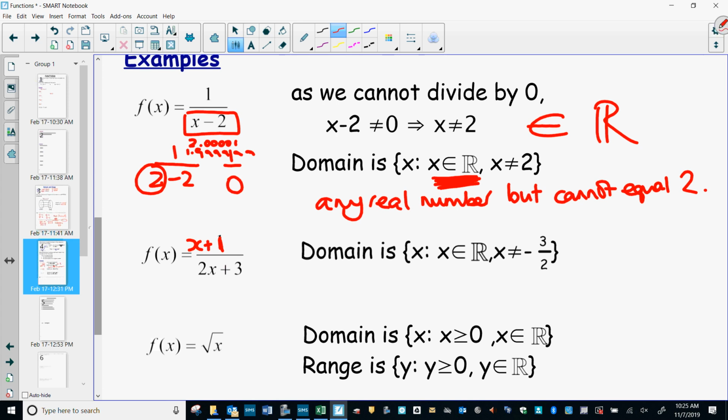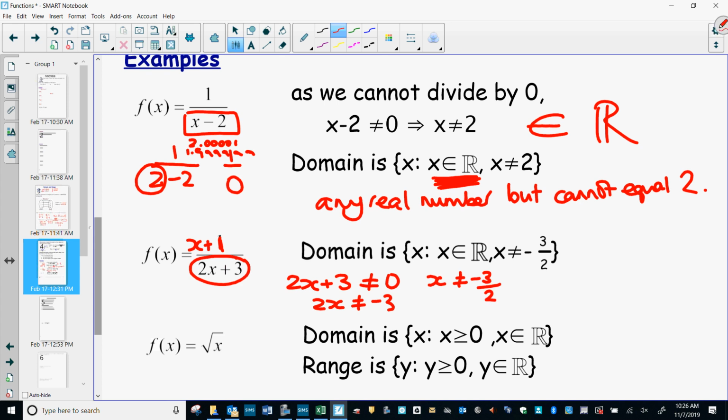Because I want to make sure that you appreciate that when we talk about these situations, we do not care what goes on the top. Okay, so it really doesn't matter what's on the top. The only thing when we're talking about domains is what's on the bottom. Okay, so it's this feature here that cannot equal 0. So in a similar way that we did at the top, we would say that 2x plus 3 cannot equal 0. So 2x cannot equal negative 3. X cannot equal negative 3 over 2.